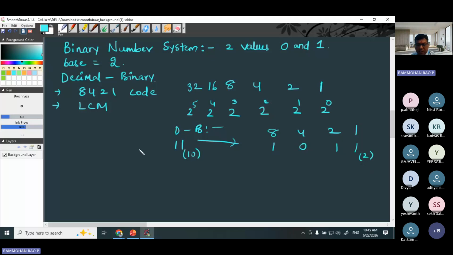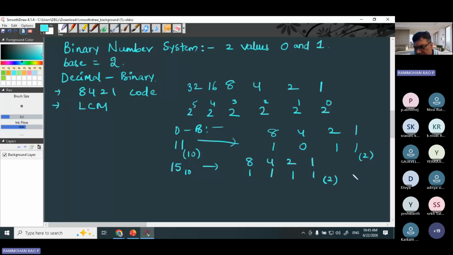Okay. Now similarly, what is the binary code of 15 base 10? Again, you apply 8421 code. 8 plus 4 is 12, 12 plus 2 is 14, 14 plus 1 is 15. It means I need 8, 4, 2, 1, all are required. So the answer is 1111. 15 can be written as 1111 base 2. So this is the binary code of 15.